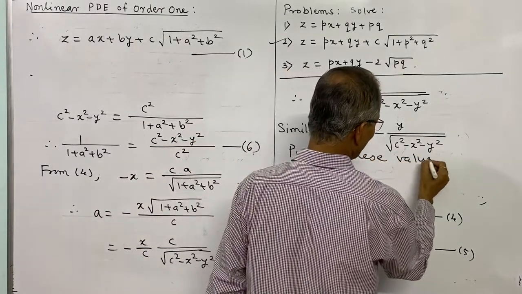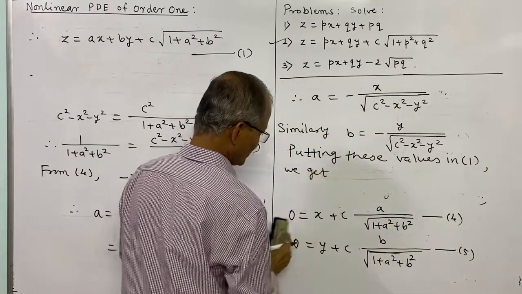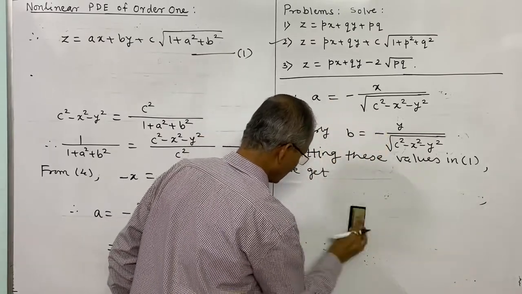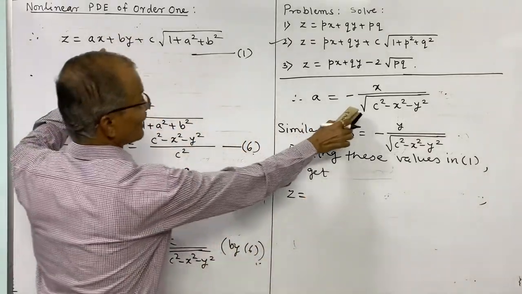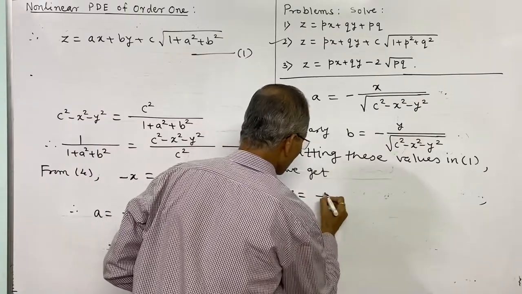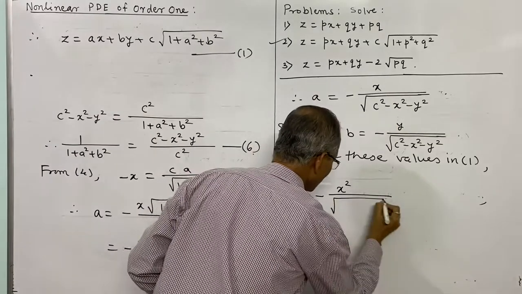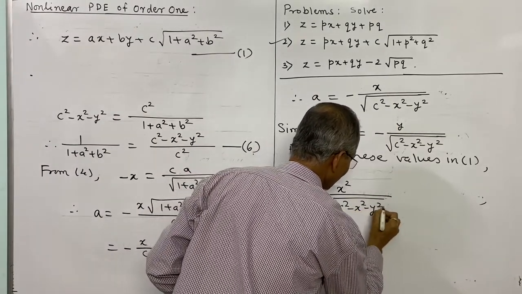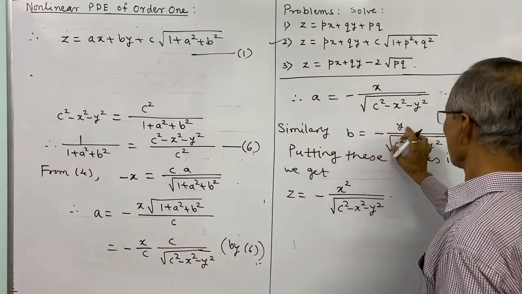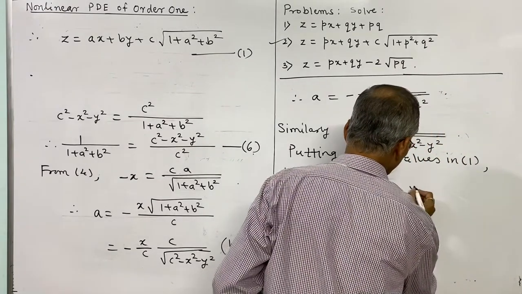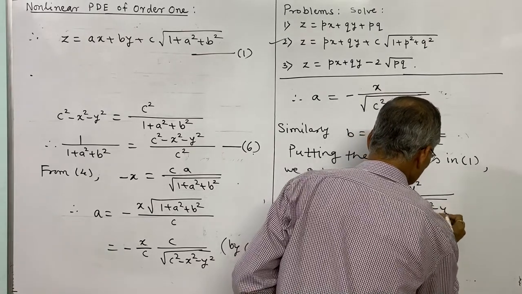Putting these values of a and b in 1, we get, now see the equation 1. It is z is equal to a into x. So it becomes negative x square divided by under root of c square minus x square minus y square. And the next term is b into y. But b is again this one, multiply this by y, means it becomes minus y square divided by under root c square minus x square minus y square.